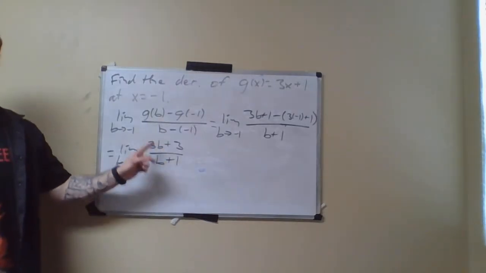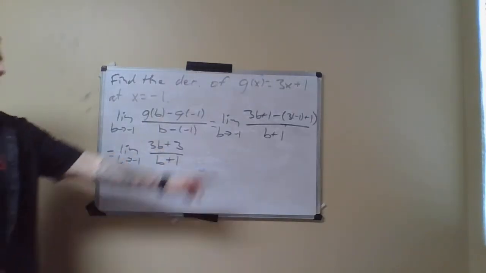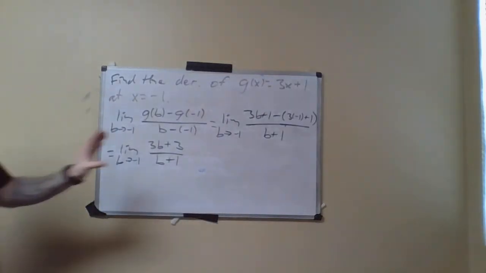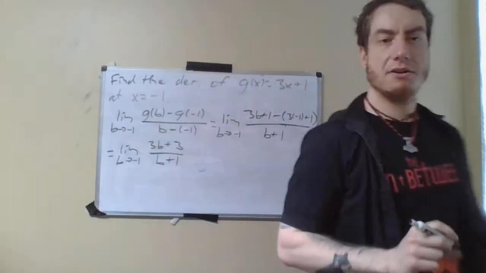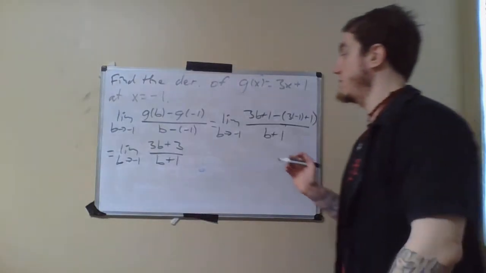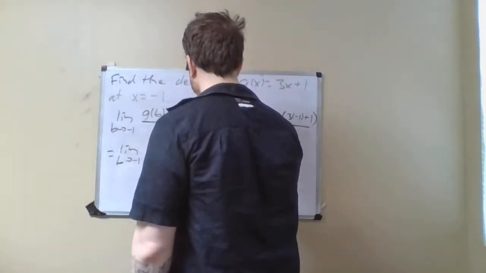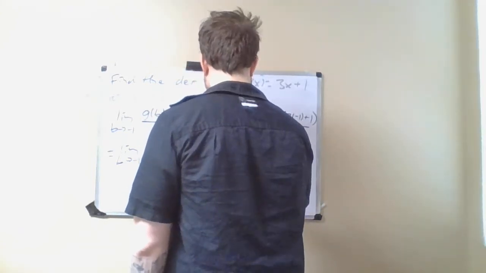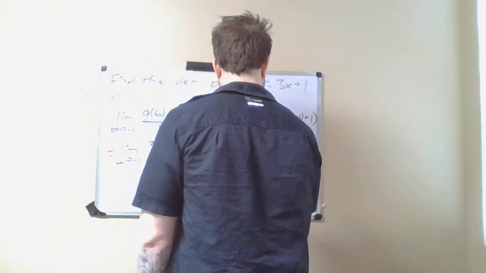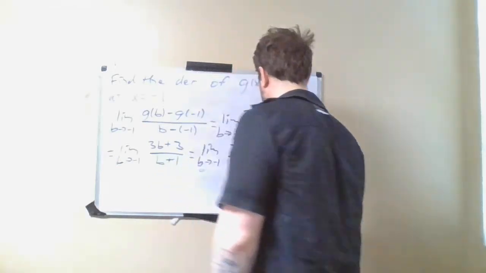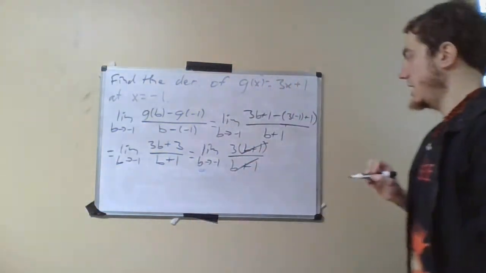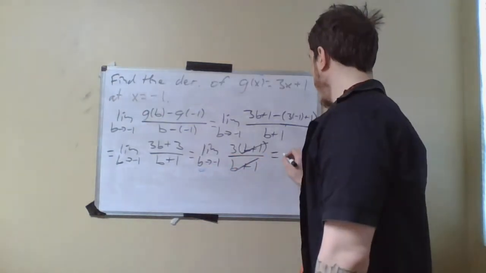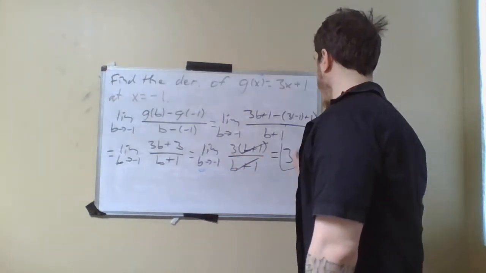Make sure that you follow exactly where I got that 3 from. It's just from simplifying out all of these constants, okay? So take a moment, make sure that you're okay with that, and then let's keep going here and see what we can get. This becomes the limit as b approaches negative 1 of 3 times b plus 1 over b plus 1. The b plus 1s can cancel though, and now this is just the limit of a constant, so this comes out to be 3.